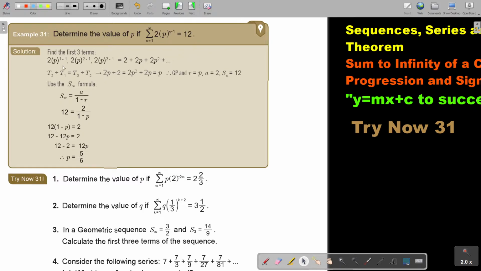First get your first three terms by substituting 1, 2, 3. There's my first. It is a GP because if I divide, I will get p. That's my value of r. And a is the first term, it's 2, and I know s to infinity is 12. So basically, I'm starting with the formula and putting s to infinity as 12, and I just cross multiply and I'm getting my answer.